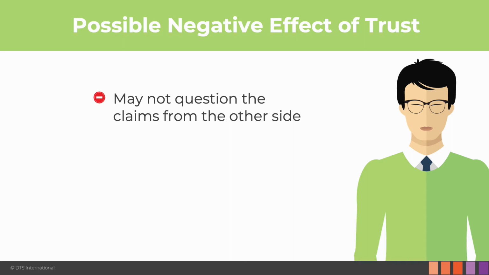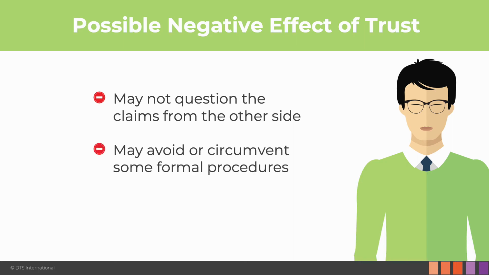Have you been taken advantage of before? Sometimes it's because we put too much trust in others. When we have too much trust, we may avoid or circumvent some formal procedures. What that means is we may take shortcuts. And finally, we may not see the potential blind spots around risks. Sometimes we put too much trust in our ability, too much trust in the ability of others, and then we make a lot of mistakes because we failed to see the blind spots.